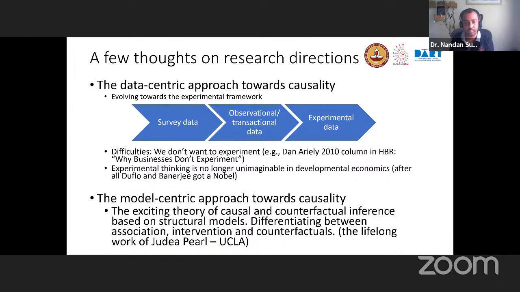So these are the only 2 points that I had, and I think these are 2 very exciting directions that might be pertinent to household finance research.